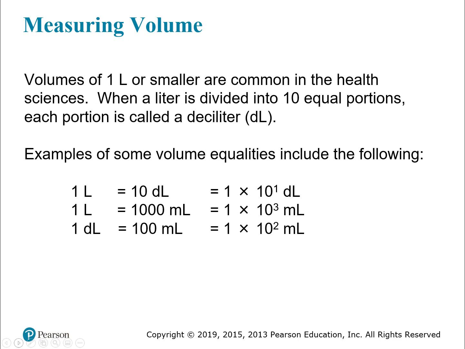For volumes, typically we're talking about a liter or less in terms of the health sciences. You'll see deciliter a lot when it comes to blood plasma. So here are some more examples of volume equalities, like going from 1 liter to how many deciliters that is, or how many milliliters that is, and things of that nature. So you're going to need to be able to write these kinds of equalities.